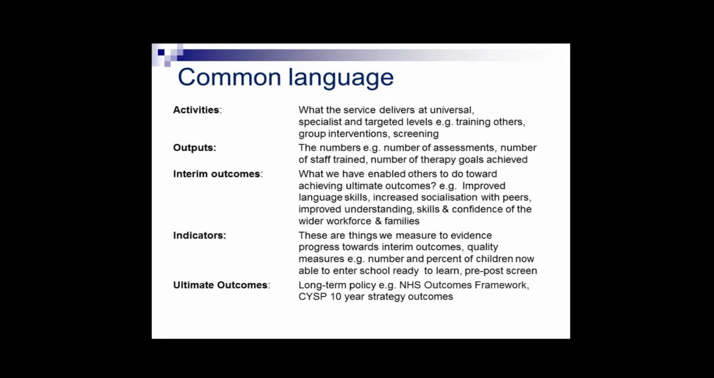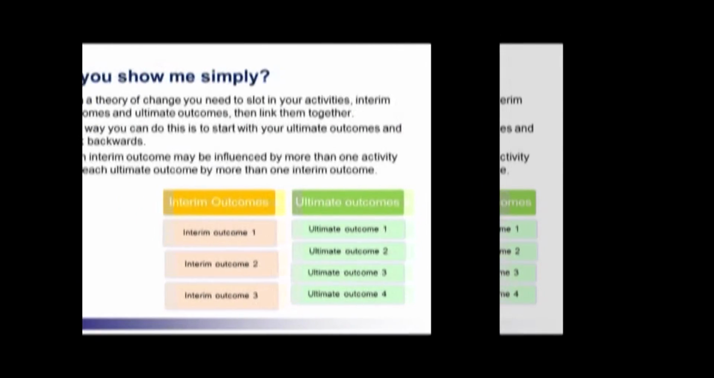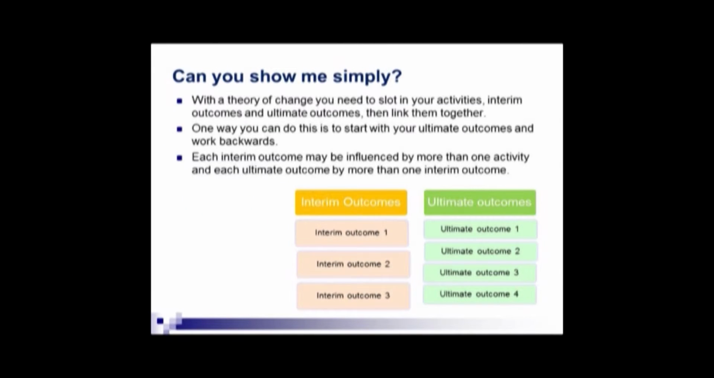Can you show me simply? This is often a frequent question. Well, with a theory of change, you need to slot in the activities that you do with the interim outcomes and link those to the ultimate outcomes. It might seem counterintuitive, but a good way to start with a theory of change is actually with the ultimate outcomes. What are the things that you're ultimately trying to achieve? And then what are the things, the interim things, which help to bring about those ultimate things? And in a moment I'll give you some practical examples as well, so you'll see what I mean.